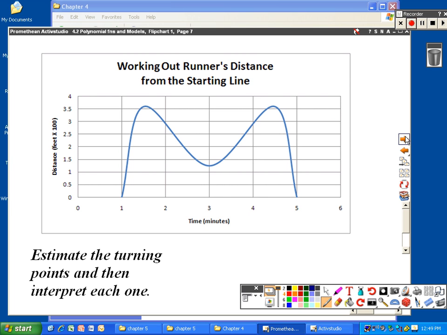Okay, here we would be using a graph. Estimate the turning point and then interpret each one. Here is a turning point, here is a turning point, and here is a turning point. So let's estimate. This looks like 1.5, 3.6. This one looks like 3, 1.3. And this one looks like 4.5, 3.6.